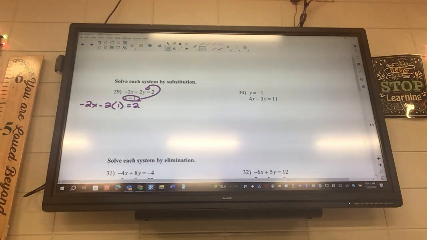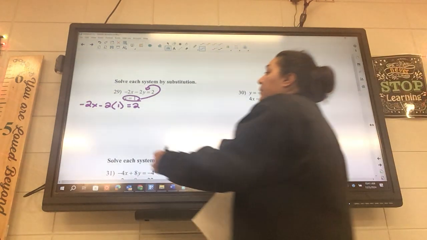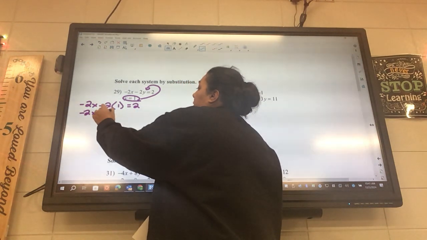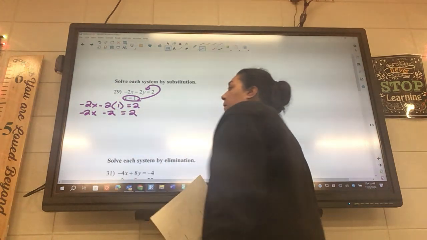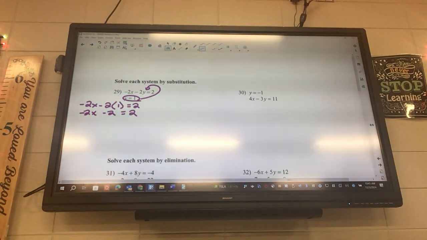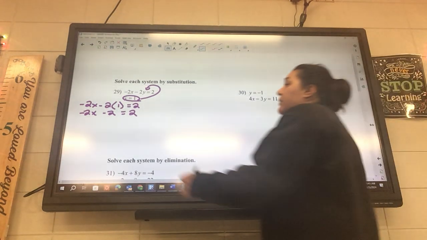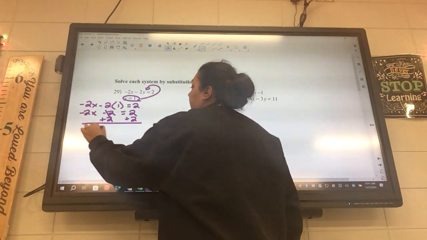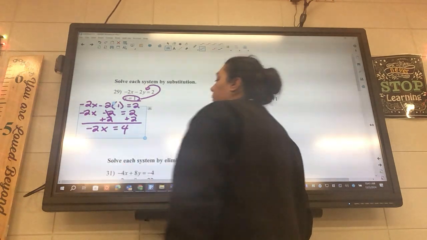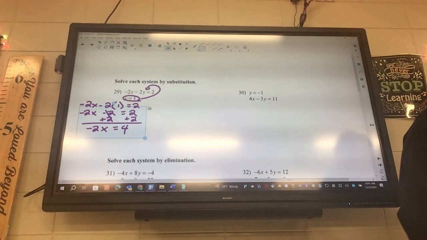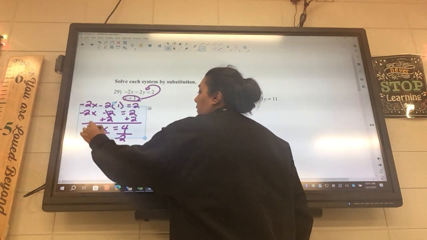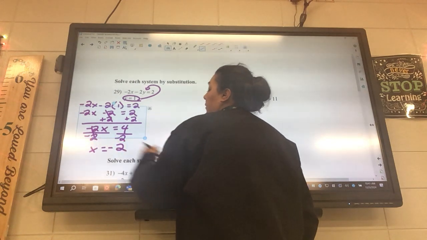Okay, and then we're going to do the parentheses first. So I got -2x. What is -2 times 1? -2 equals 2. Okay, and then what? -2, so we're going to add 2 to both sides. So we get -2x equals 4. And then divide by -2. So we get x equals -2.